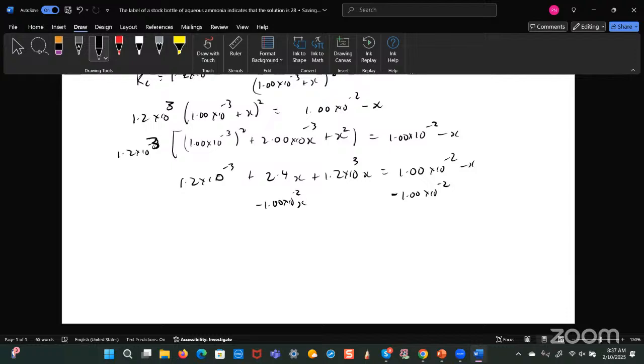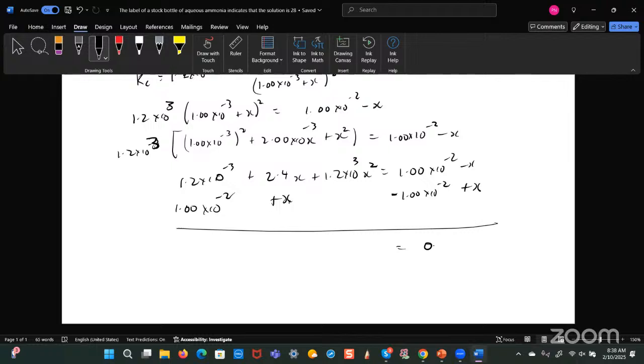No, not there. That will go here. 1.00 times 10 to the minus 2. And this should be x squared, by the way. And then I would add x to both sides. So basically, this becomes 0. This becomes 1.2 times 10 to the minus 3 plus 1 times 10 to the minus 2.